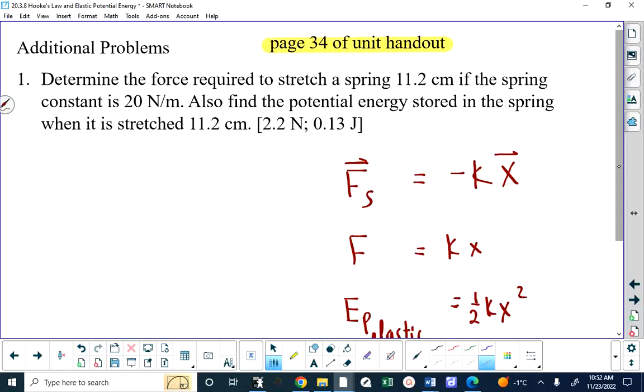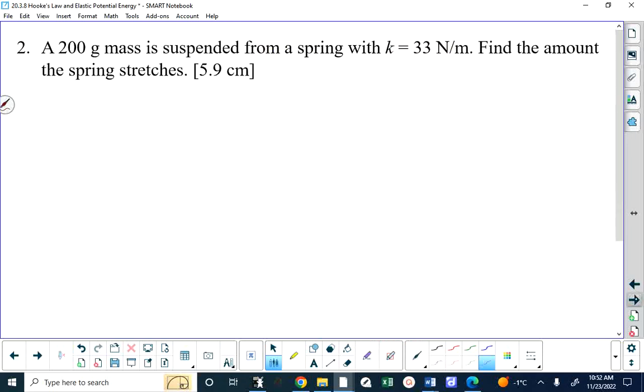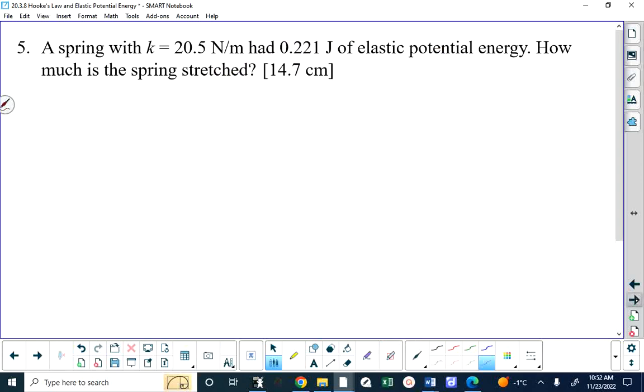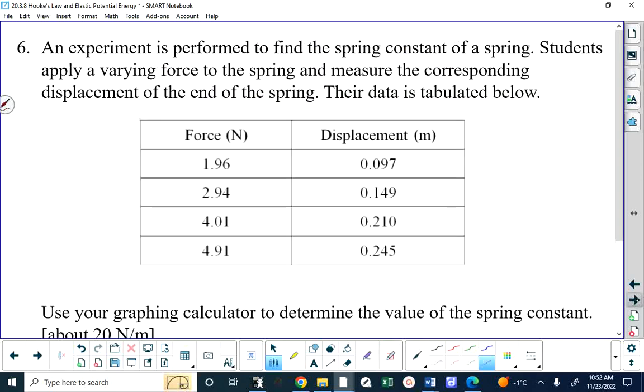Yeah. Number 6. So an experiment is performed to find the spring constant of a spring. Oh, this is how fortuitous, because you're going to be doing an experiment today to determine the spring constant of a spring.